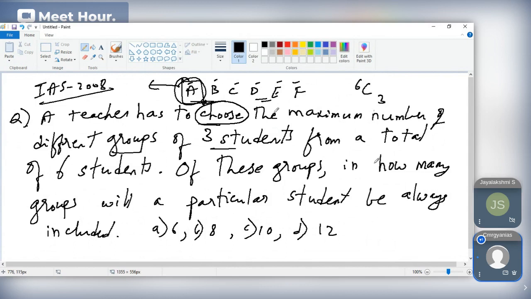So now I don't want A in the remaining pool. I have only the remaining five people. A I am always taking at any cost, A will be there. So now out of three candidates, one candidate is already selected. I require only two. From the remaining five, so 5C2 is the answer. That's all.